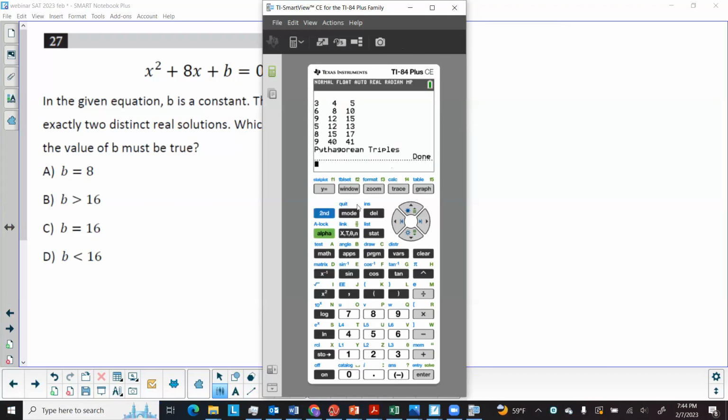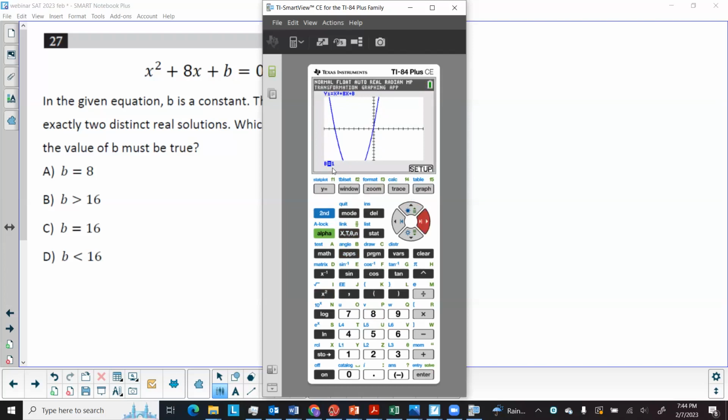Okay, so if we go to apps, transformation, and start it, what's nice about this is I think A, B, and C all work here for variables. I think those are the only variables that work. So if you type in X squared plus 8X plus B, if I hit alpha B to type in a B, now when I graph this, it automatically puts the variable B there on the screen.